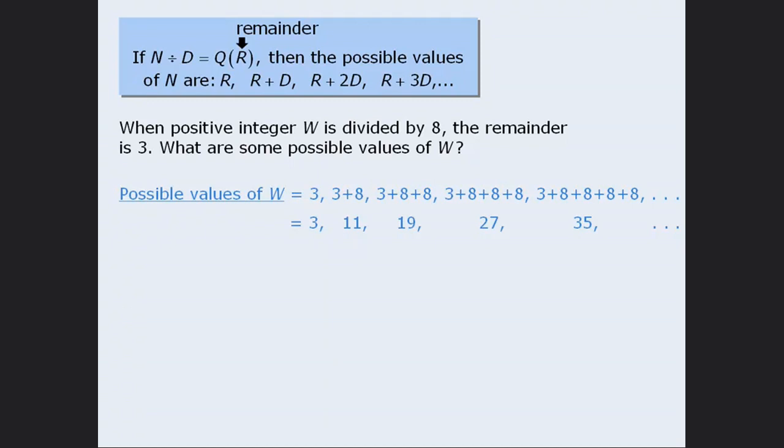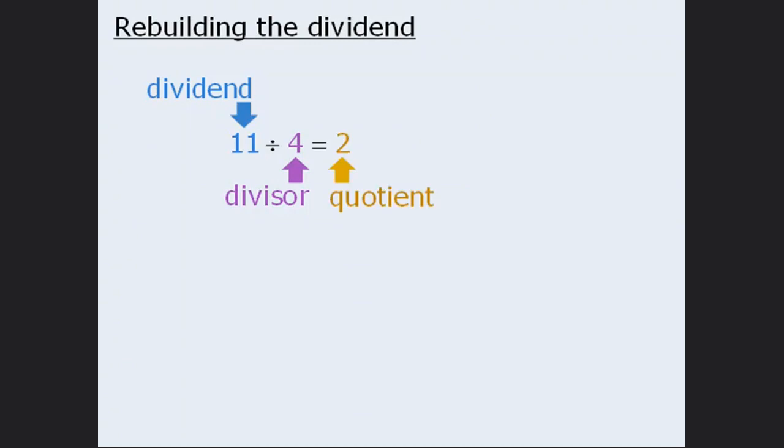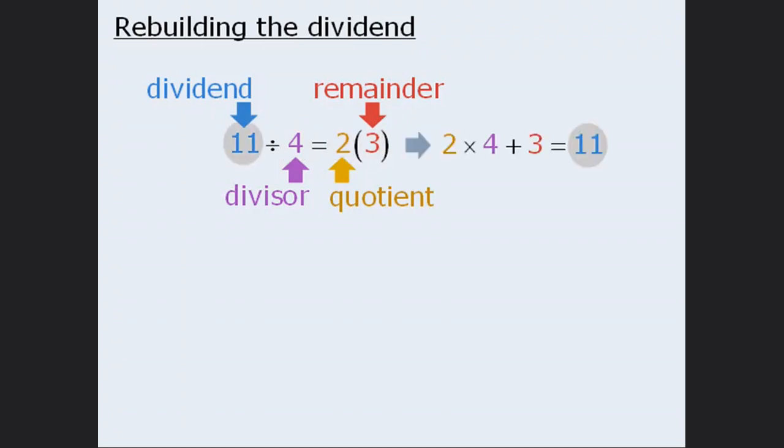Alright, the next important technique is to rebuild the dividend. Here's what I mean. If we take the dividend 11 and divide it by 4, we get a quotient of 2 with remainder 3. Now we can take these three values and use them to create an equation that ends up equaling the dividend of 11.